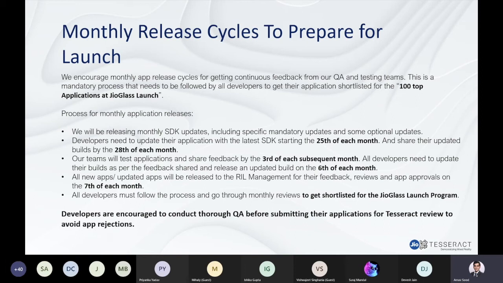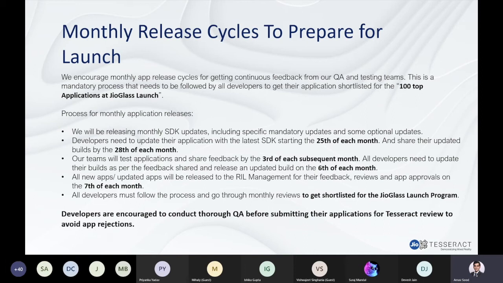So again, just quick dates here. The 25th of each month is the time when we plan to release an SDK. By the 28th of each month, you should be able to submit an alpha release to us. Our teams here, the Vicious team and the QA team, can quickly go through your application, see the experience, see how it's working on JioGlass and give you quick feedback.